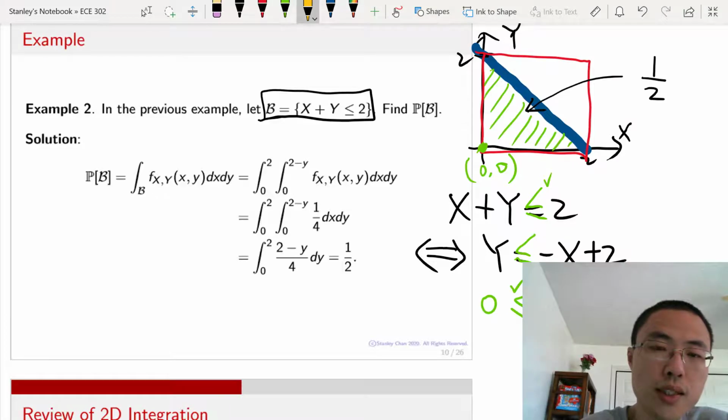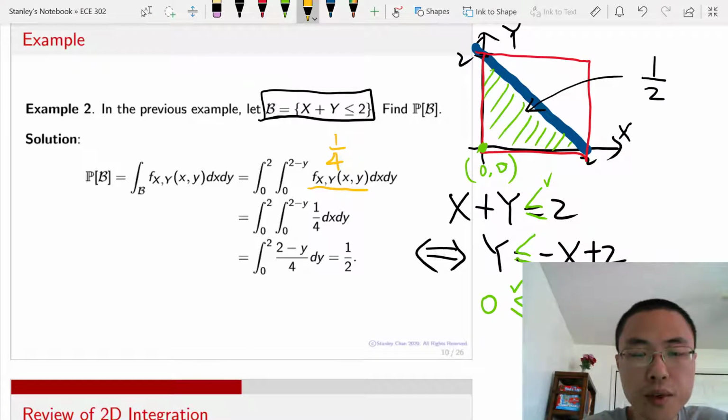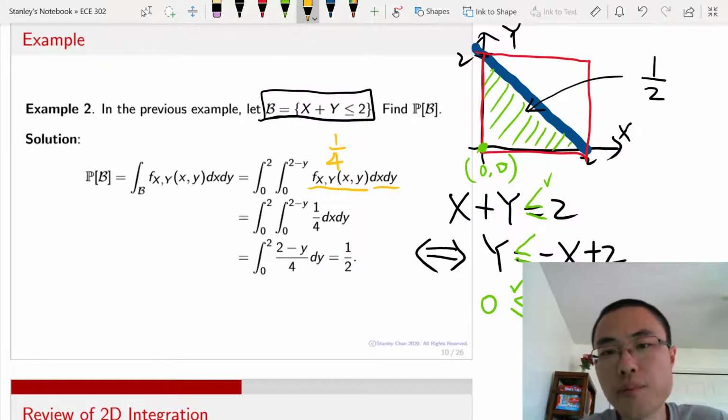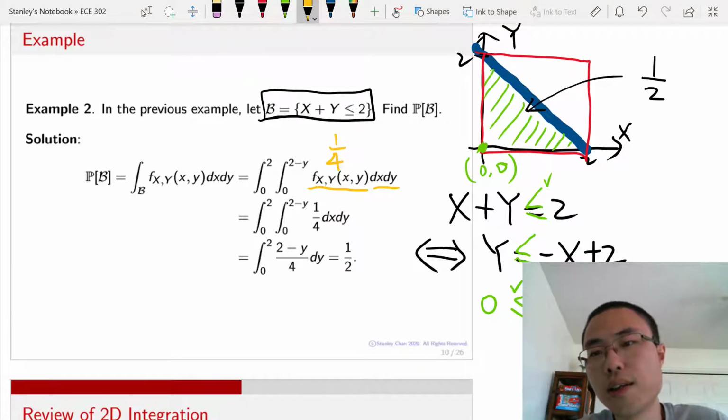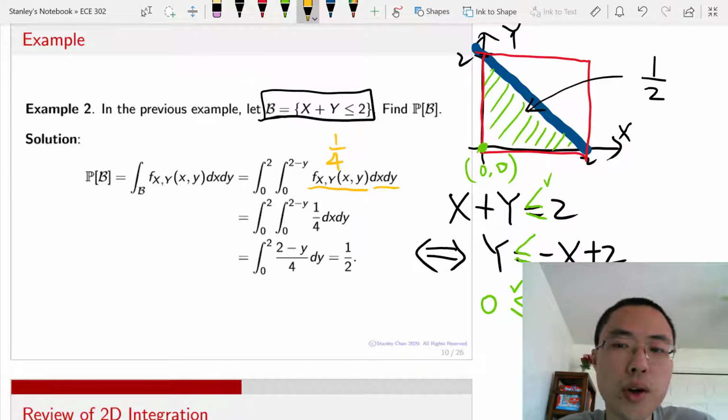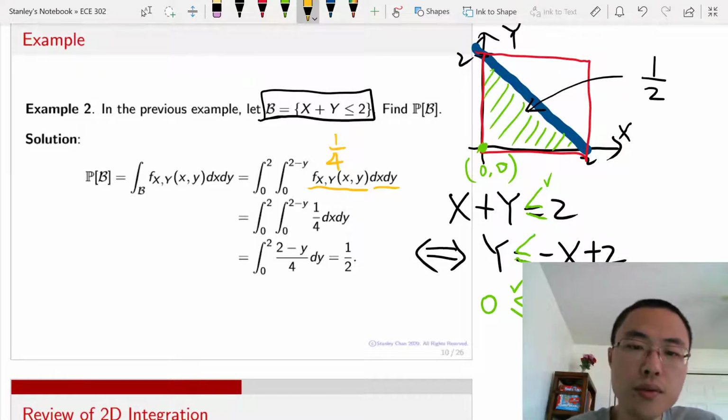So what is the PDF? The PDF, of course, is your 1/4. This is your PDF. And then let us look at this integration. I need to integrate dx and dy. But I'm not integrating from 0 to 2 and 0 to 2. If I put 0 to 2 for both, I will be getting the entire square, which is not what I want. So what do I want?